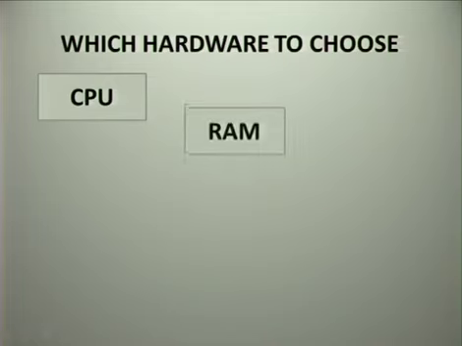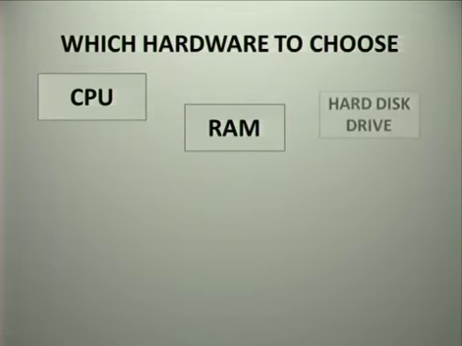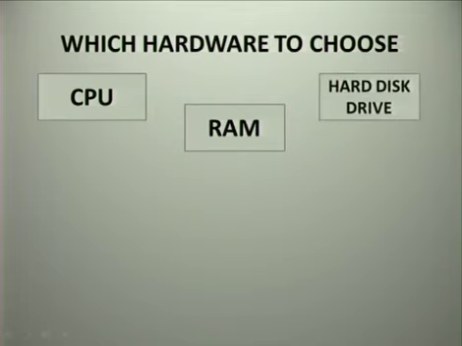Right. Now, which hardware to choose from? You have a CPU, and you need to think of the size of your CPU and how fast you want your computer to perform. Then we also have your RAM. Your RAM would obviously depend on your CPU. If you have a bigger CPU, it means you need more RAM, because obviously you need your RAM to assist your processing cycle. And then your hard disk drive.